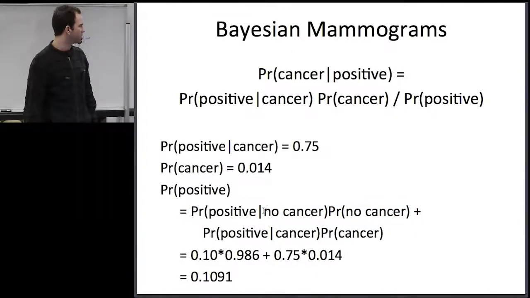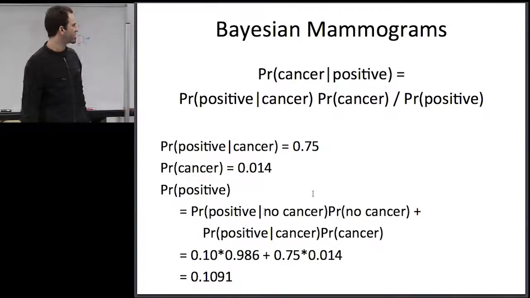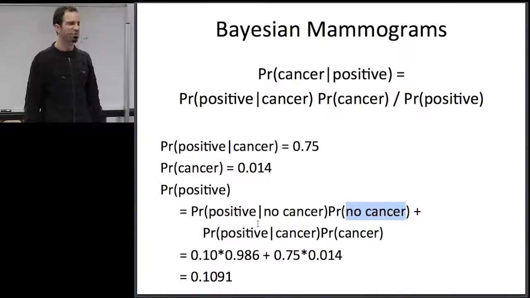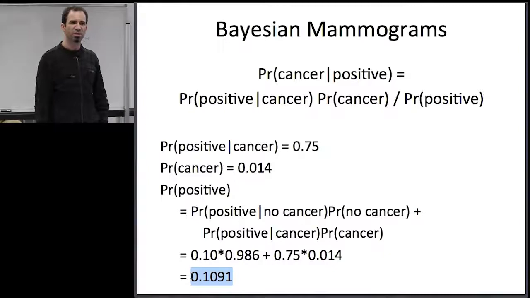If you can imagine, if I have A divided by B and then I multiply by B, it takes the B out. It's sort of the same thing. If I multiply positive given no cancer by just the unconditional probability of no cancer, I just get the probability of positive. And then I get some numbers, and there I go. 0.1091. What does that mean?